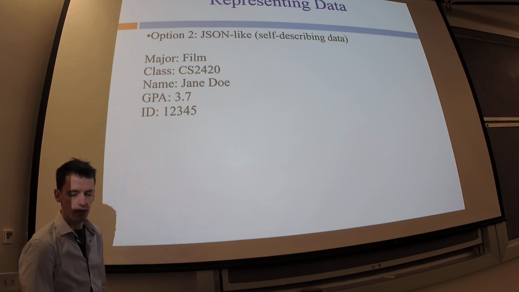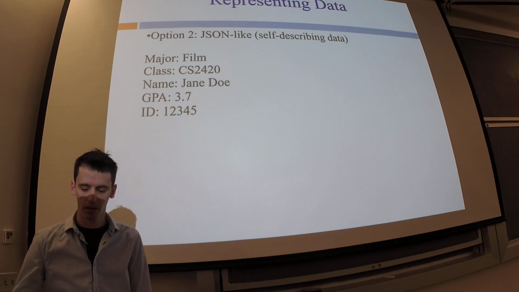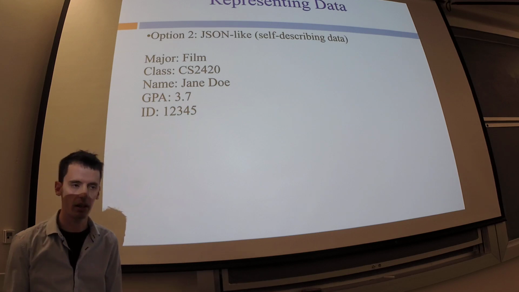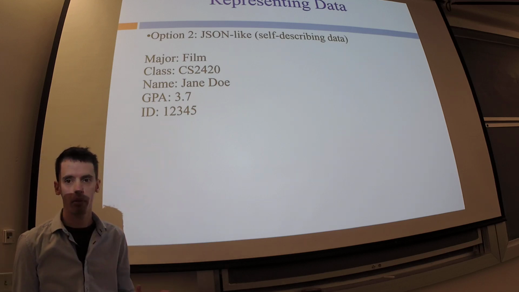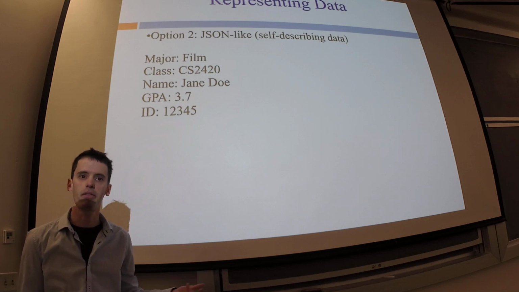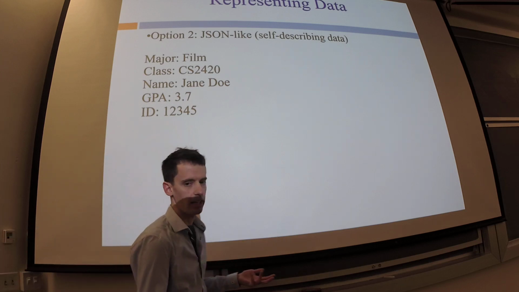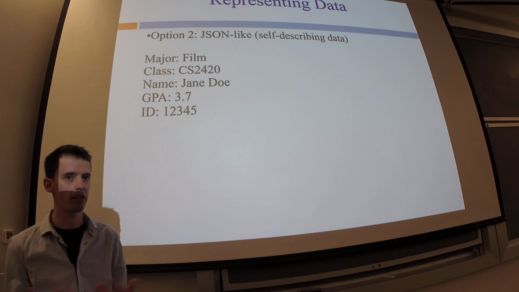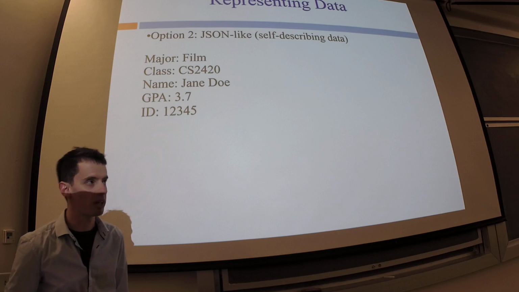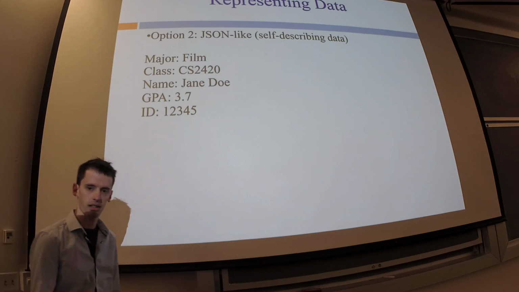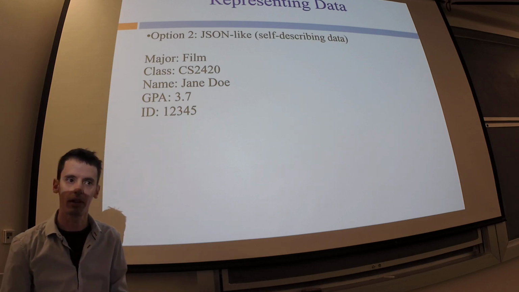Better is to get rid of all that English cruft and store it in something like JSON. This is called self-describing data, because the data includes not only the values you care about, but also a description of itself. So it has this thing, major colon, and that means the thing coming after the colon is something called major. This isn't actually JSON, I'm missing a ton of curly braces, but it's essentially the same idea. There's the name of the field, a colon, and the value of the field.